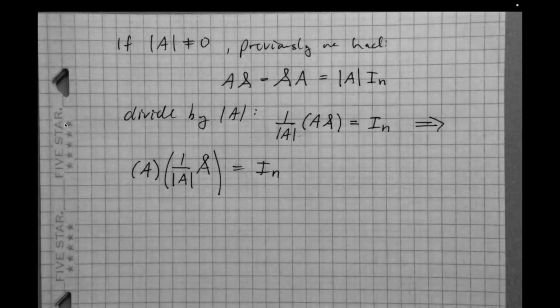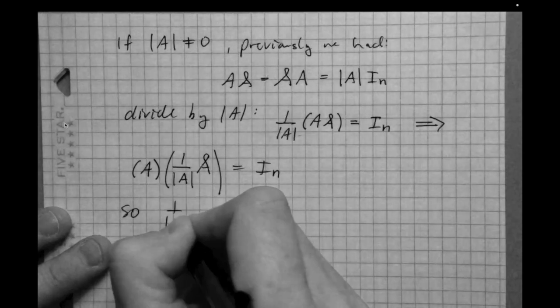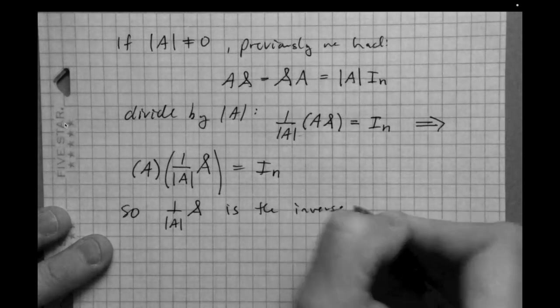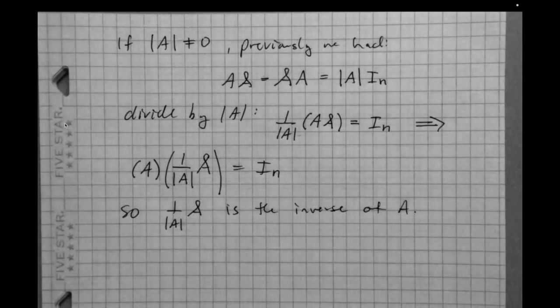Okay, so what does this show? It shows that the scalar multiple, 1 over the determinant of A, times the adjoint, has got to be the inverse of A. So 1 over the determinant of A times the adjoint of A is the inverse of A. This is a very interesting way to calculate the inverse. If you're given a matrix A with a non-zero determinant and it's easy to calculate the adjoint, then you can calculate the inverse in that way.